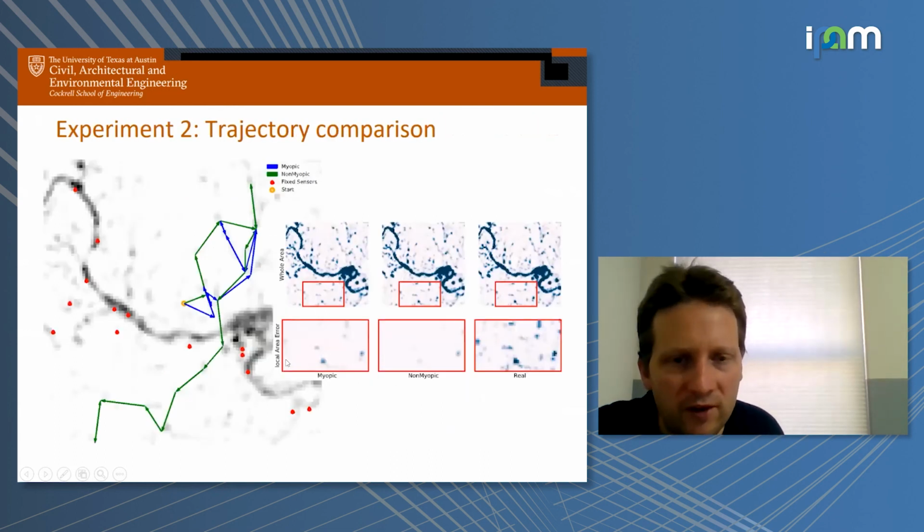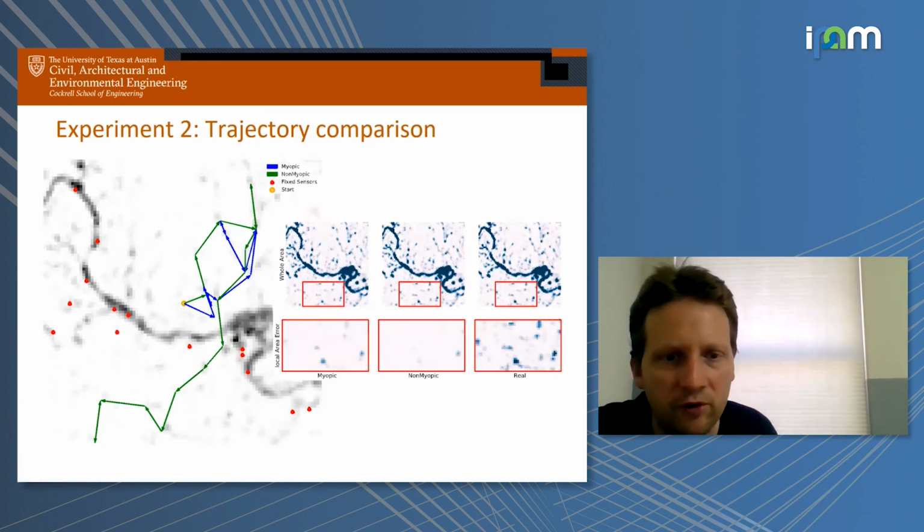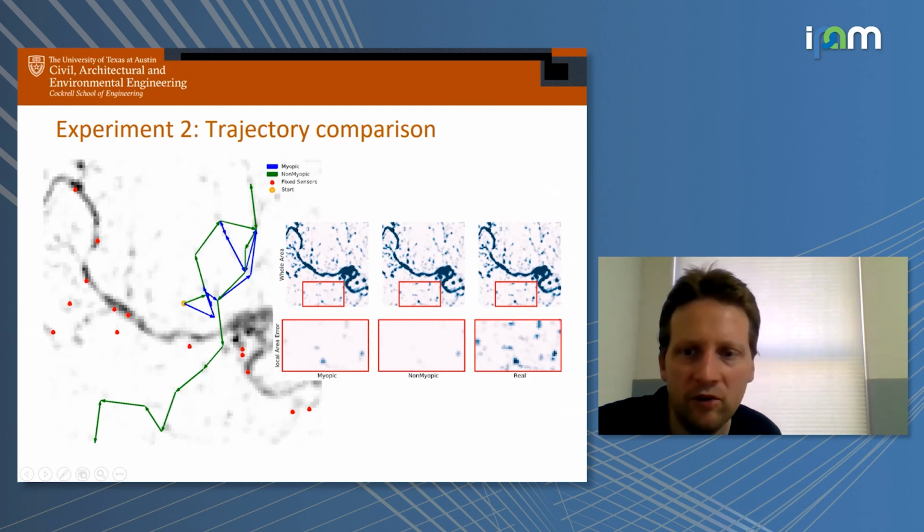We also did some analysis of trajectories. These are examples of two different trajectories with myopic and non-myopic sensors. And again, the resulting decrease in uncertainty. With the non-myopic scheme, we have the least amount of residual uncertainty. And this is the state for reference.